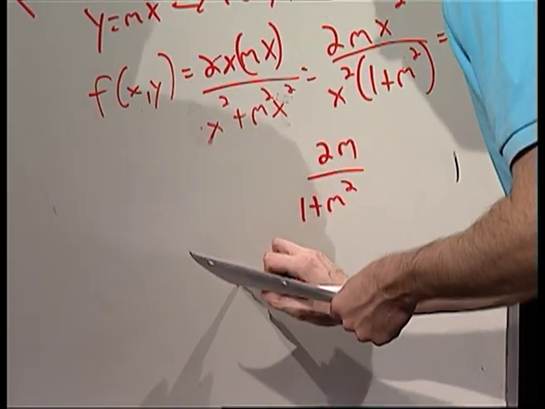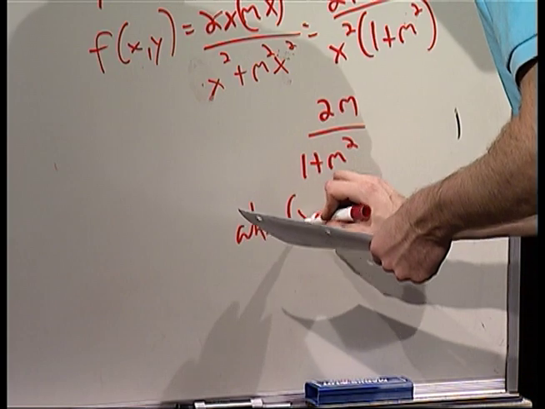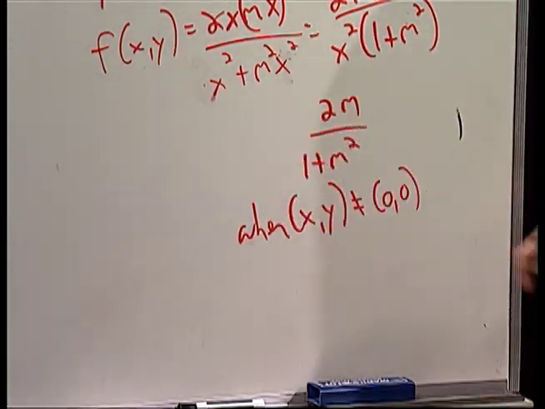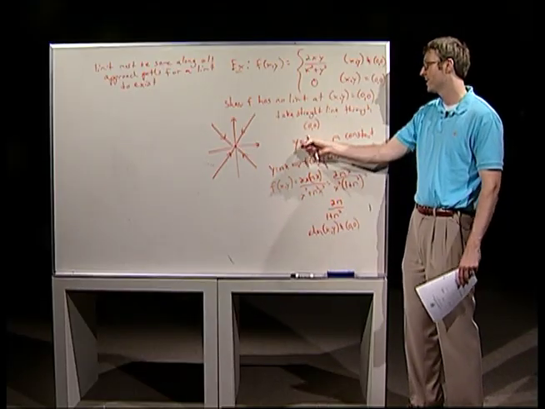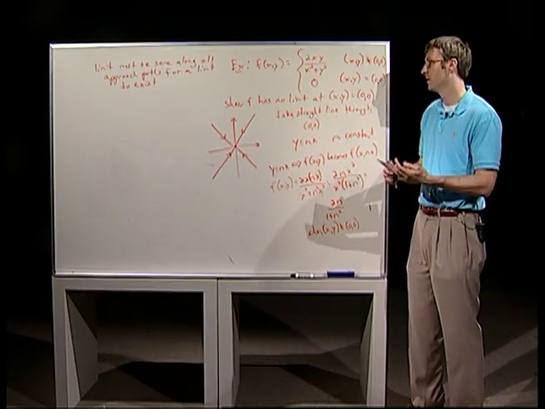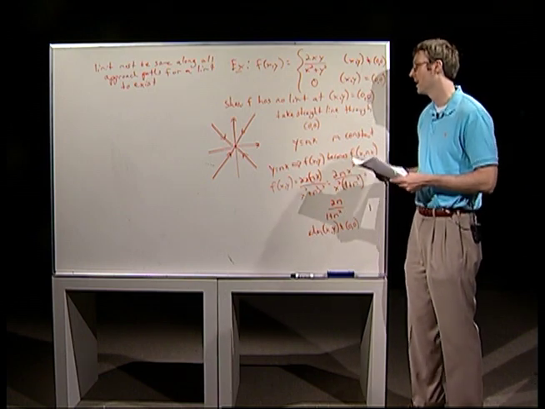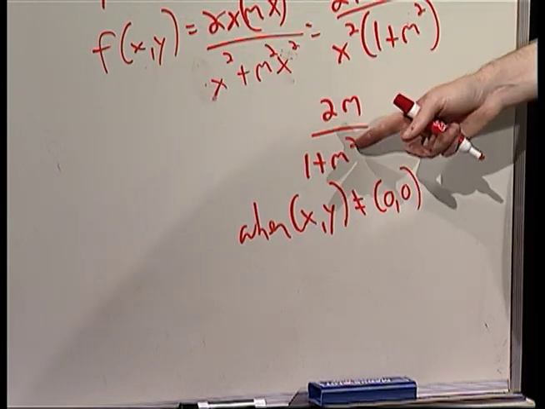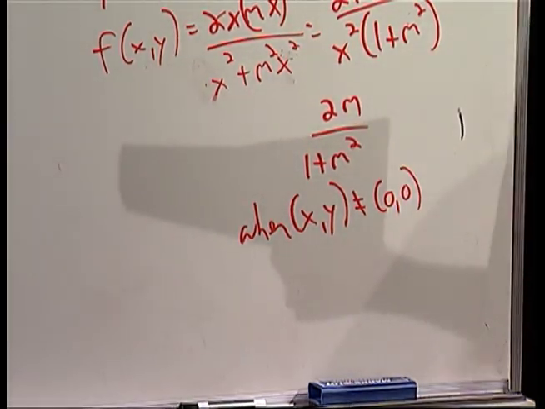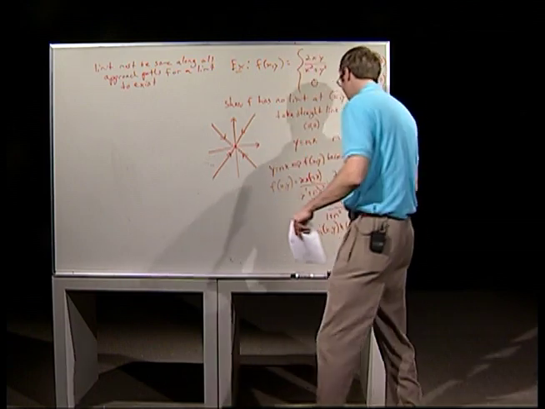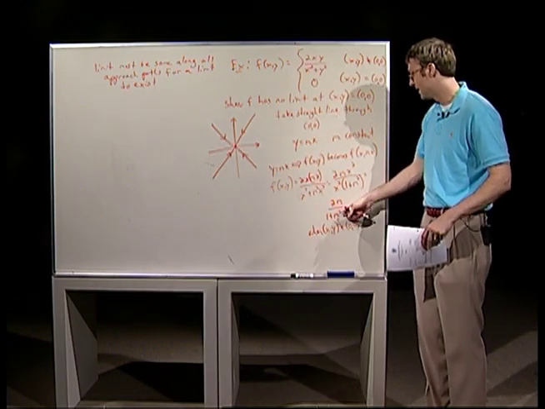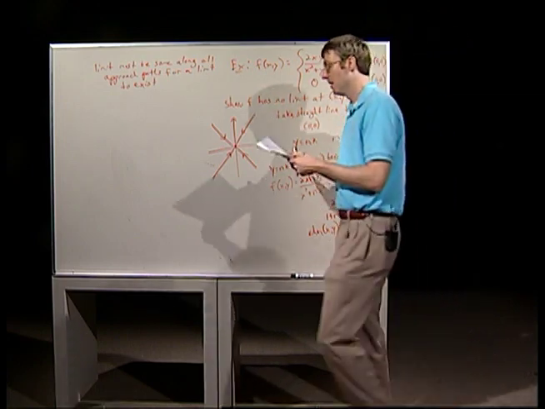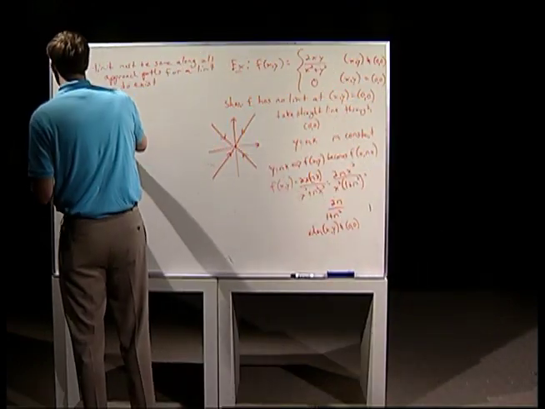This is true when (x,y) is not (0,0). Because think about it: if x is 0 and you're on this line, that means y is 0. So for any point that's not (0,0), this is what the function boils down to along one of these lines. So this depends on the value of m. M is a constant, so if I change m, this will change. But there's no x's and y's there anymore.